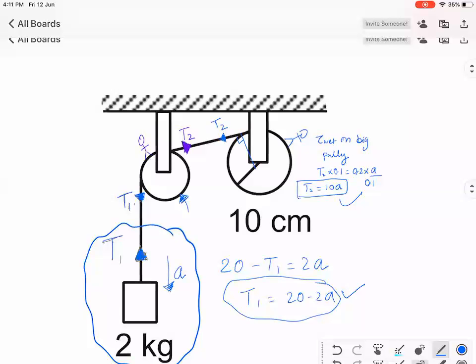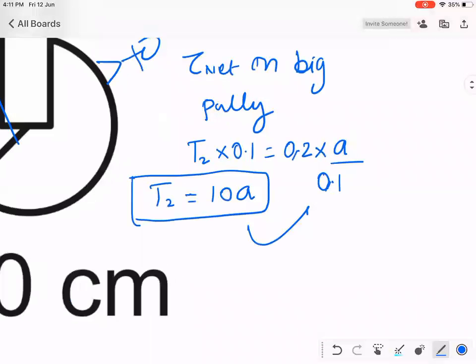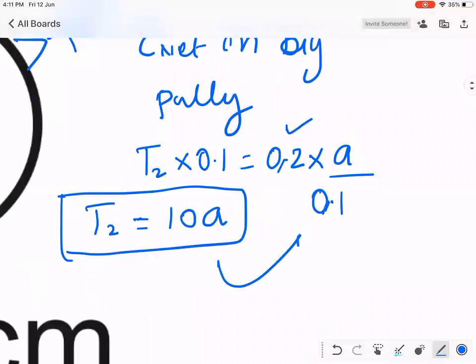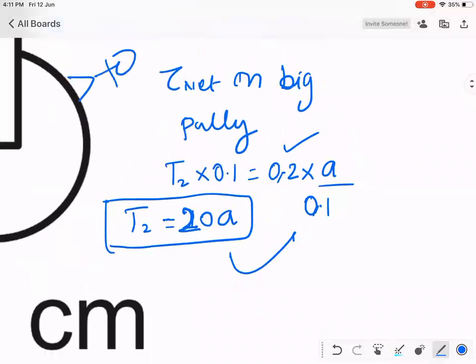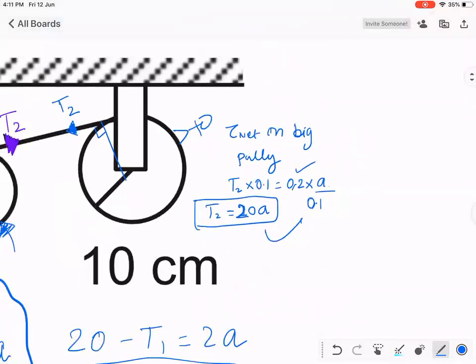I did a mistake here. See, here we should get 20A. Because of this 2, we must get 20A. So I did a mistake here. Let's correct this. For T2, it is equal to 20A.